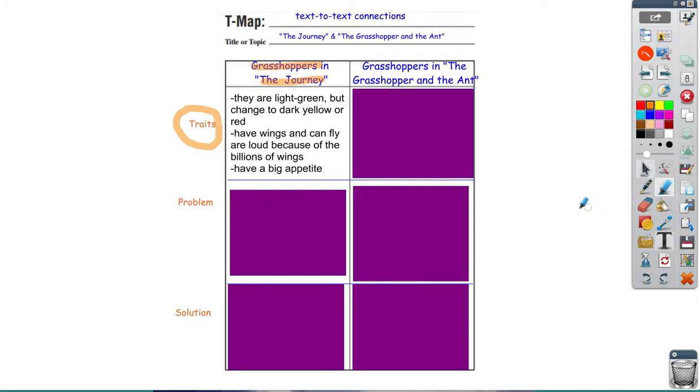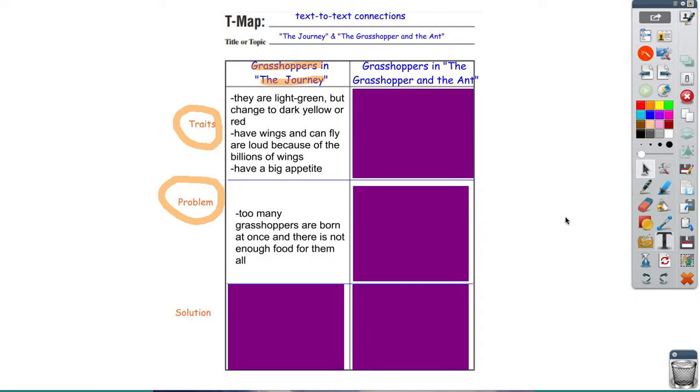Now see if you can go back to the text and describe to me the problem that they face. Okay, think about that. Go ahead and pause the video. Welcome back, guys. If you wrote that there's too many grasshoppers being born at once and there's not enough food for them all, then you are correct. Now go ahead and tell me what's the solution to this problem. I'll go ahead and wait for you guys.